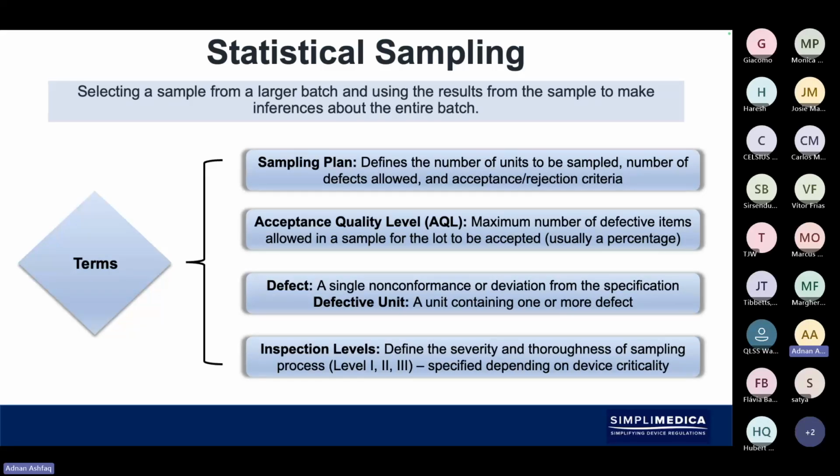So 2859 would be looking at more your attribute tests, and 3951 would be looking at your variable tests. There are also the equivalent ANSI Z1.4, I think it is, which is the American equivalent. And also there's a BS standard as well, which also looks at similar sampling plans, but I prefer to use the ISO standards, and that's what I've used in the past.